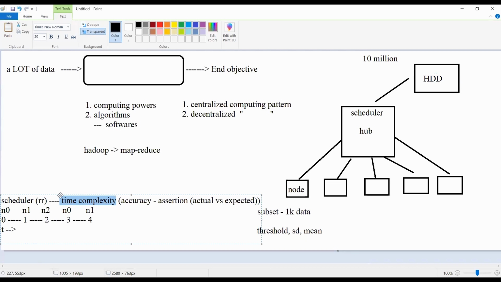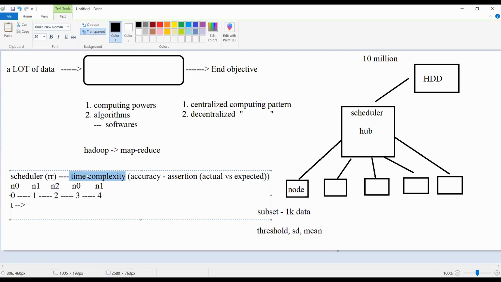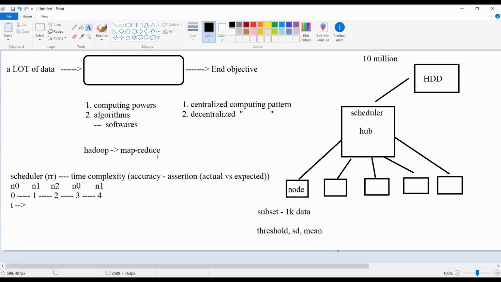But if the 1 hour one is giving me 89% and 1 hour 15 minutes is giving me 89.5%, I'll stick to the 1 hour. So it's kind of a manual decision which one you want to stick to, and of course you can automate it also. Got the point, right? How it is happening. So this is the centralized computing pattern, and this is how it works.